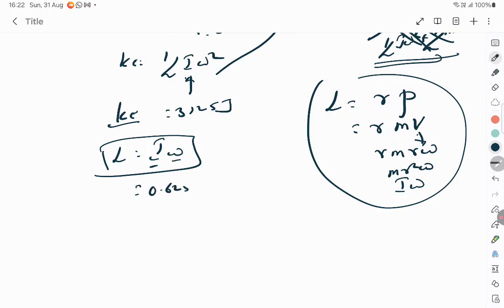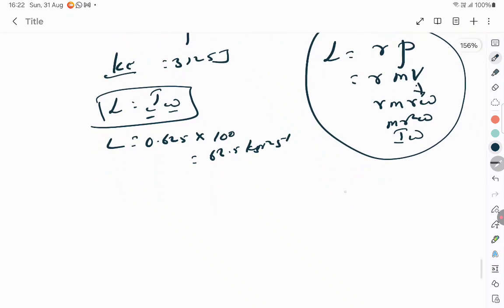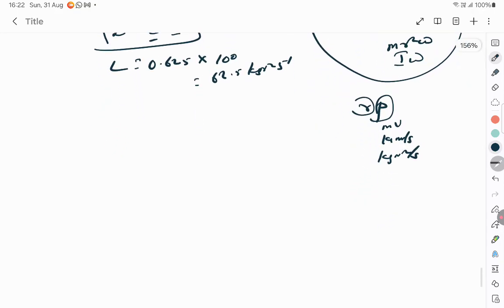Moment of inertia is 0.625, omega itself is 100, and so you get an answer of 62.5 kg meter square per second, because angular momentum is r times linear momentum. Momentum is mass into velocity, kg meter per second. Another meter is there, so kg meter square per second is the unit. Okay, let's go to the next question.